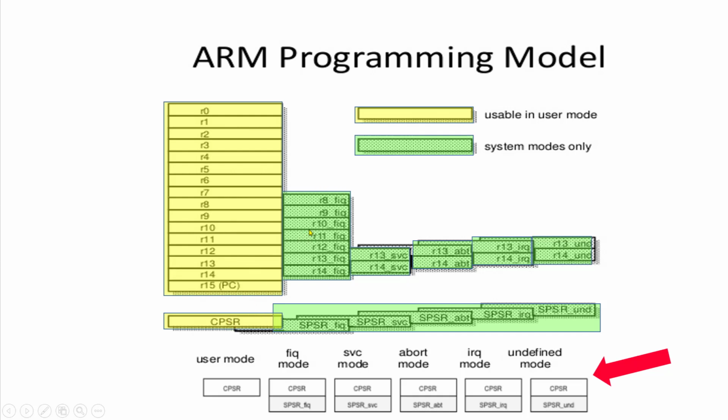And take this fast interrupt request mode. A total of 16 registers are there, R0 to R15. But you see this R8 to R14, these registers are replaced with the registers corresponding to the fast interrupt request mode. Along with that, two status registers are there. One is CPSR, and along with CPSR, we are also using this SPSR_FIQ. Okay, so this is how the processor is changing the modes.